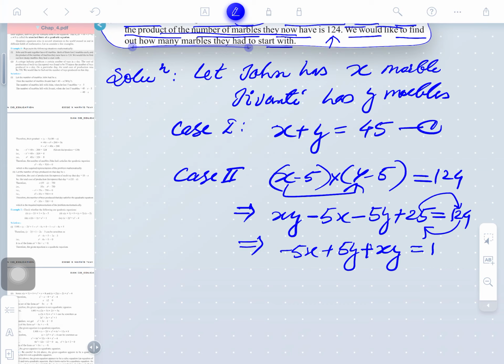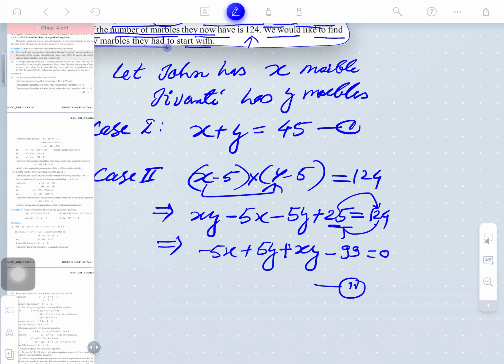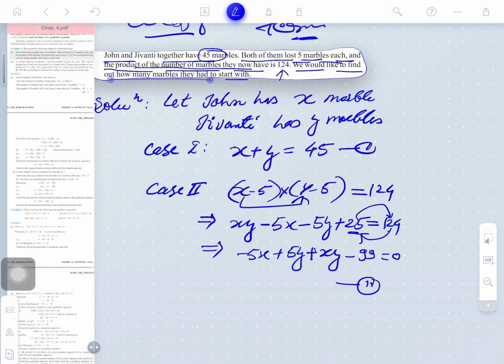So, what is that? This is to be brought here. So, I am telling you the method of bringing this over. So, here 125 minus this, so it shall be minus 99. You have subtracted this, is equal to 0. So, the second relationship came here. So, is any quadratic equation coming here?